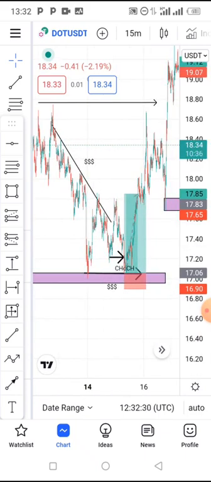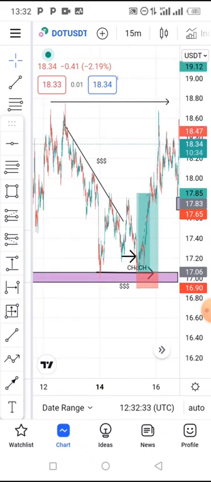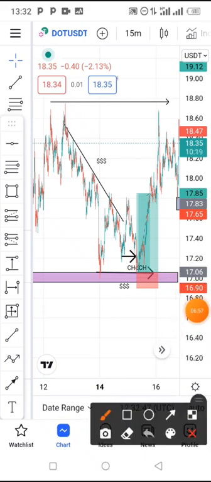We had a touch on the other block, a first touch. Probably as a risk trader, you would have taken your trade from this point here. At this touch on the other block, you take your trade and take your profit up.